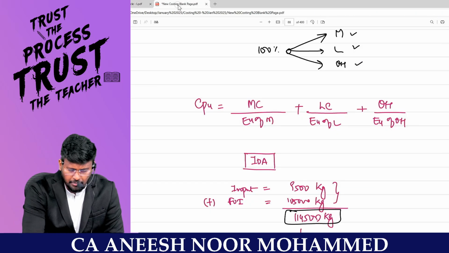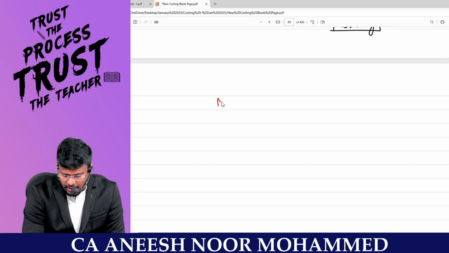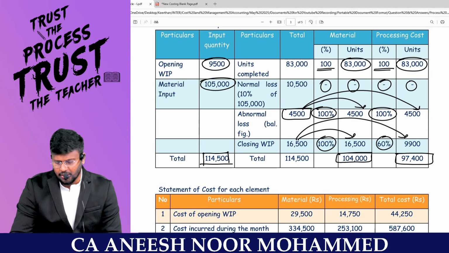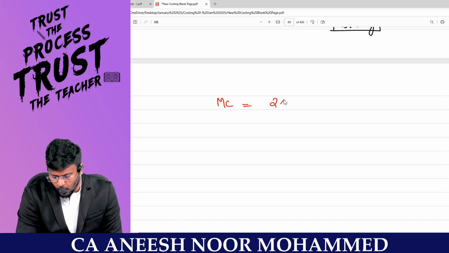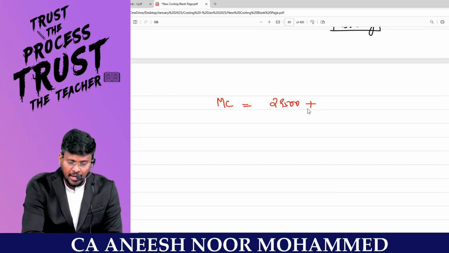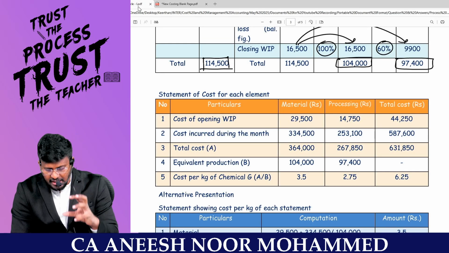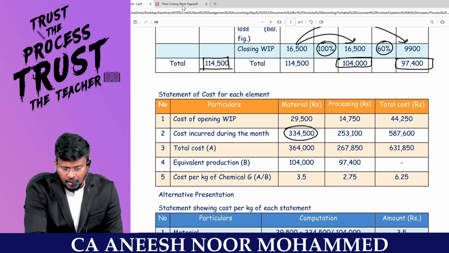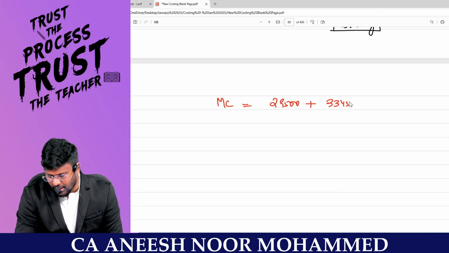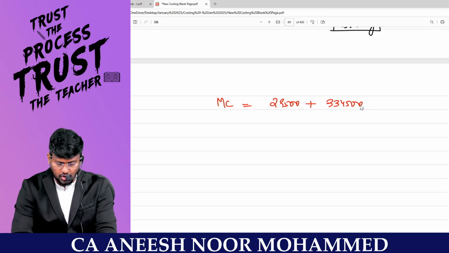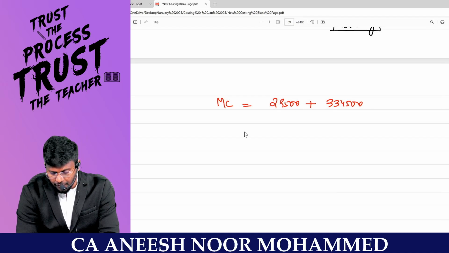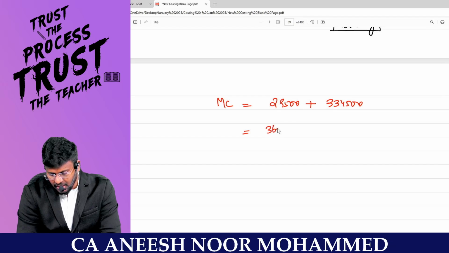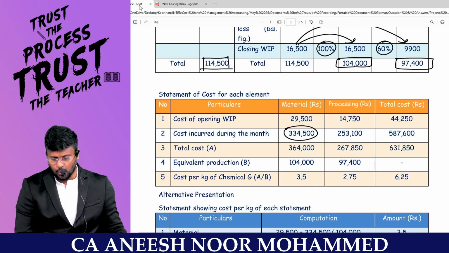So what does it mean? Actually, you have incurred material cost. What is the material cost you have incurred for the opening WIP? 29,500. Plus, what is the material cost you have incurred during the period? 3,34,500. This is the total material cost you have incurred. So 29,500 plus 3,34,500 comes to 3,64,000 is the total material cost you have incurred.